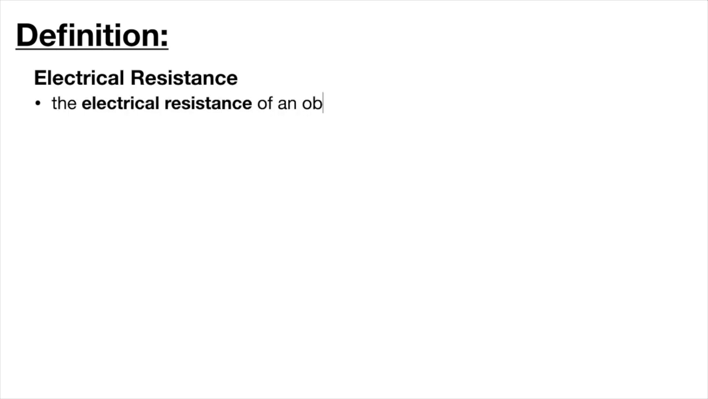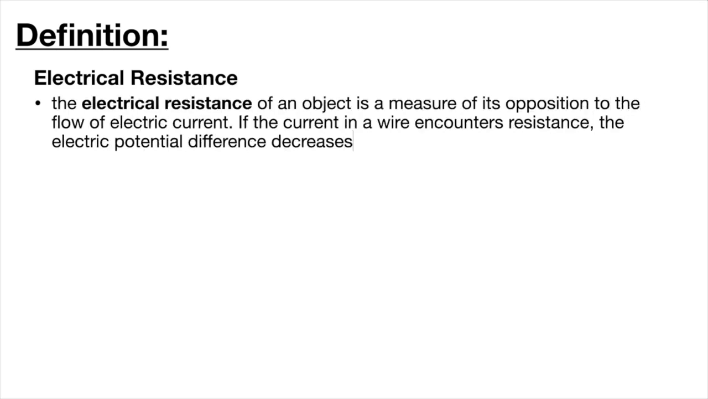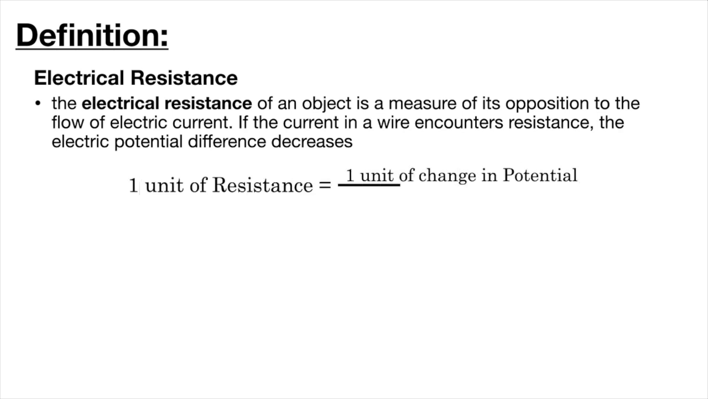Definition: electrical resistance. The electrical resistance of an object is a measure of its opposition to the flow of electric current. If a current in a wire encounters resistance, the electric potential difference decreases. 1 unit of resistance is equal to 1 unit of change in potential over 1 unit of intensity of current. This can be written R equals V over I.